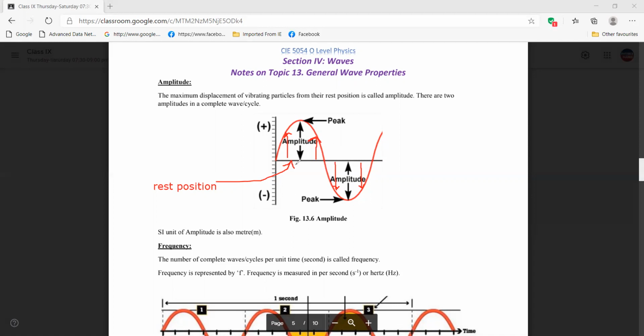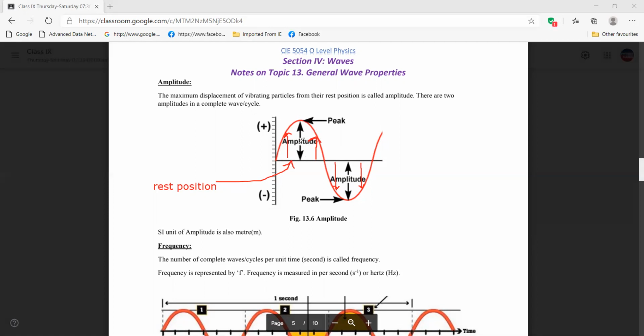So these particles are also displaced from this rest position upwards. Some particles have less energy, so they have less displacement. A particle with more energy has more displacement. And maximum displacement is amplitude, the middle one.